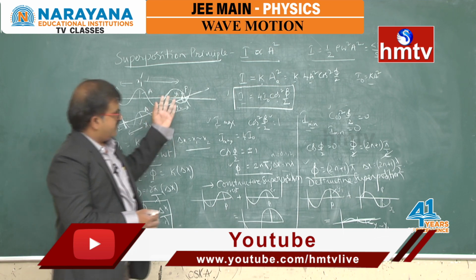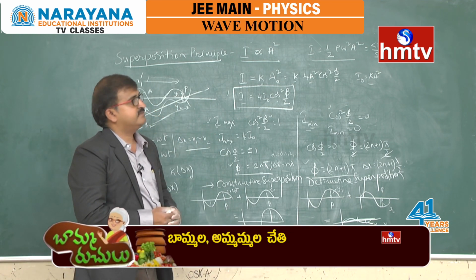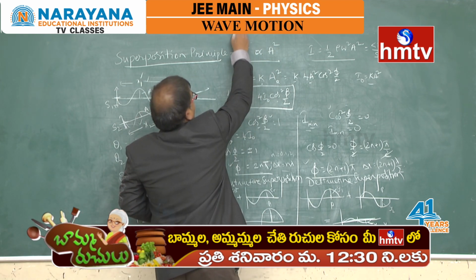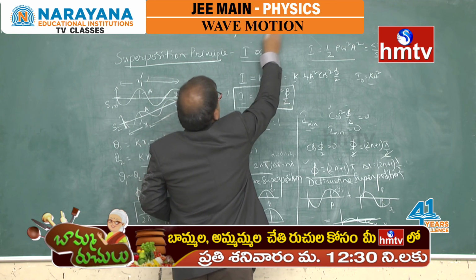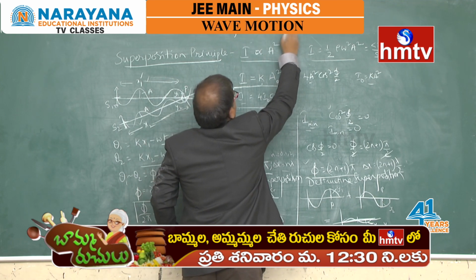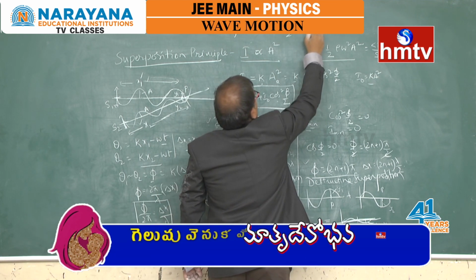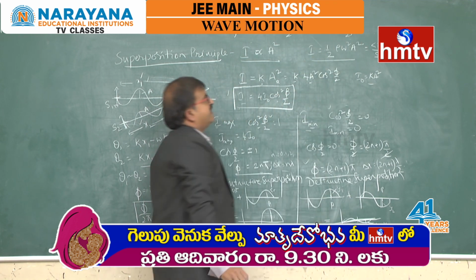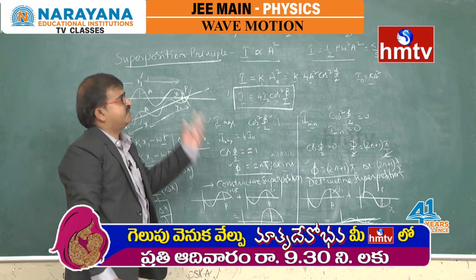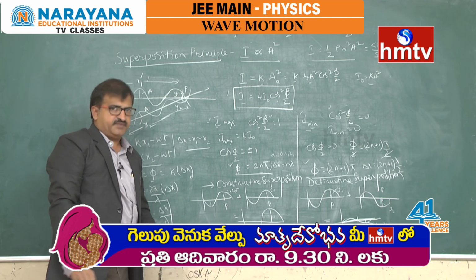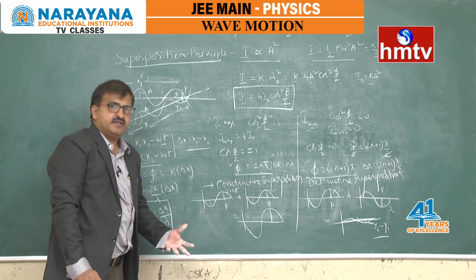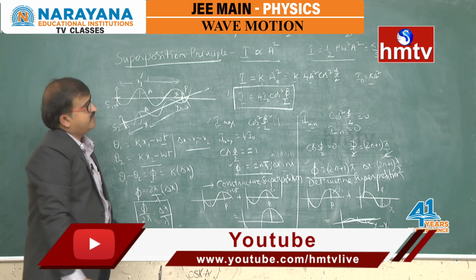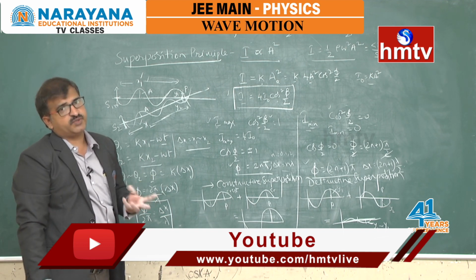Then we got y equals y1 plus y2, and we got an equation: y equals 2a cos(phi by 2) times sin(kx minus omega t plus phi by 2), where phi is the phase difference between the two waves. So it is again a new wave with the same frequency. It appears to be a new wave passing through those common points with the same frequency f, but with a new amplitude 2a cos(phi by 2).